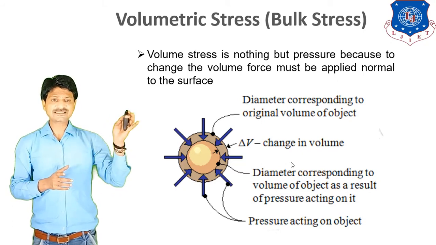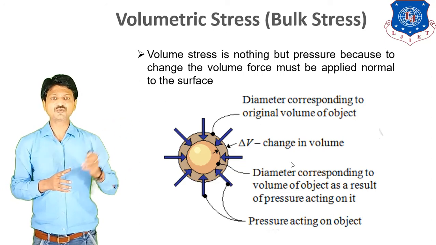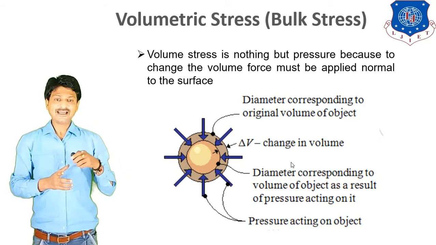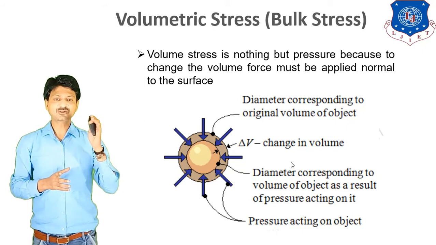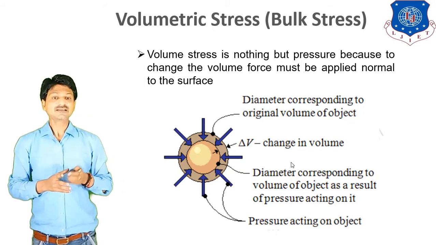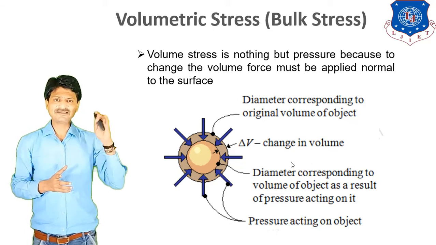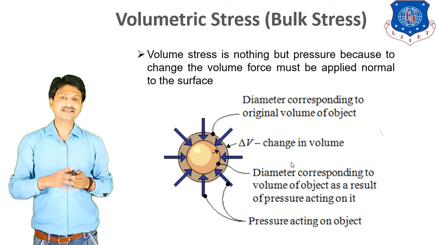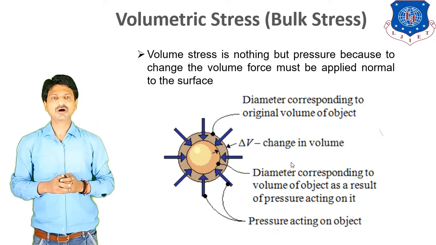So here you can see in the figure the diameter corresponding to the original volume of the object is inside, and the diameter corresponding to the volume of the object as a result of pressure acting on it. So here there are two cases: before applying the pressure and after applying the pressure. By applying that pressure, we can achieve a change in volume, and that is nothing but volumetric stress. It is also known as bulk stress.